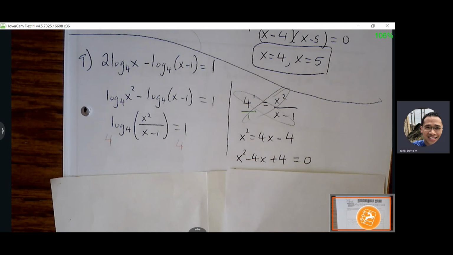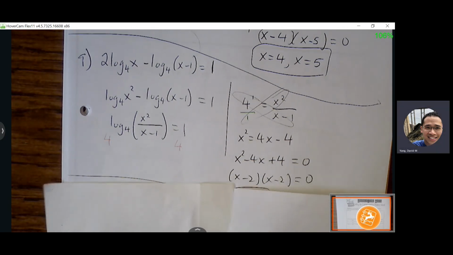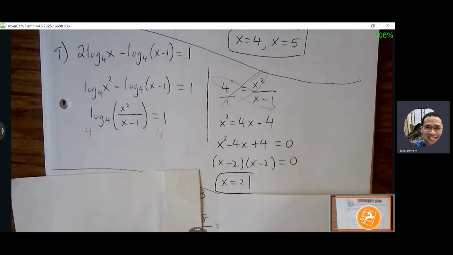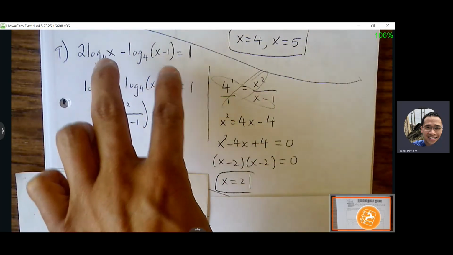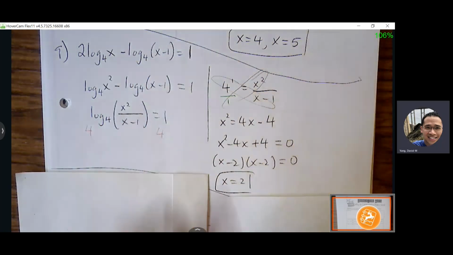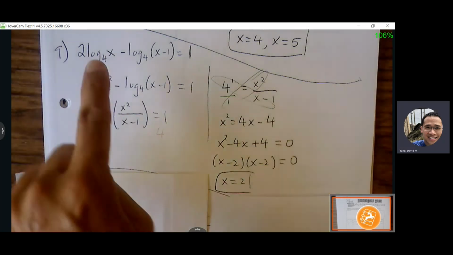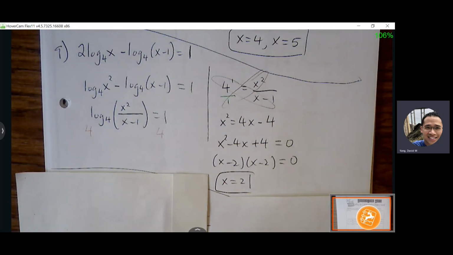Multiplies to be 4, adds to be -4. -2 and -2, solve for x, we get 2 and 2, or just 2. Okay. Check for extraneous solution. Is 2 safe with both of our arguments? Yes. Yeah, it doesn't make any argument negative. It doesn't make any argument 0. So 2 is good.